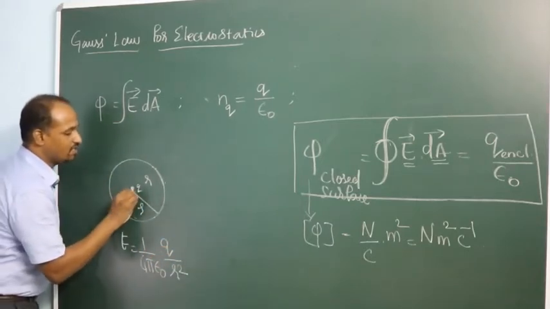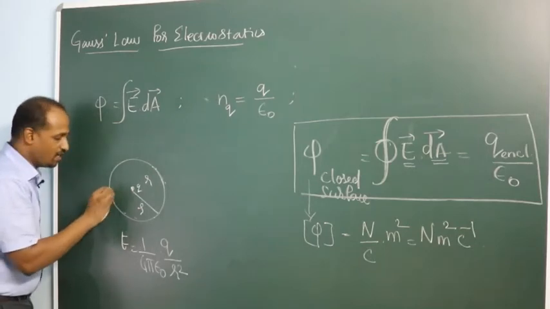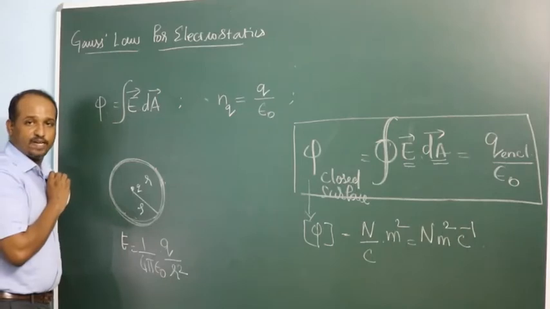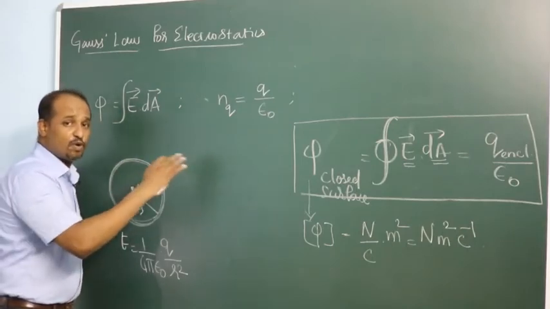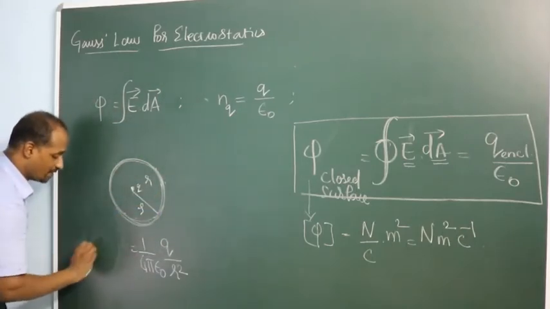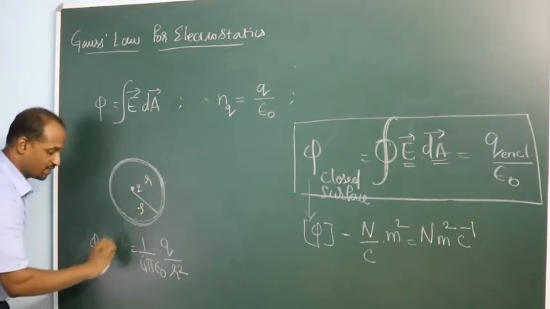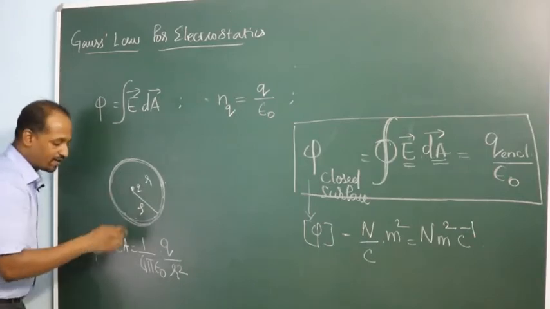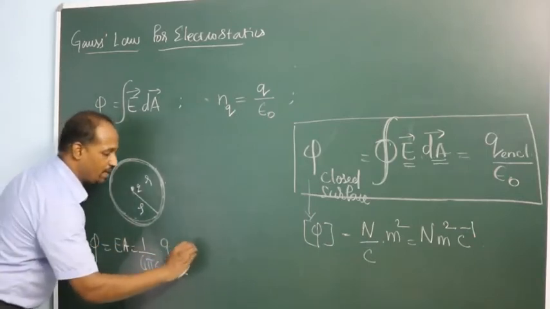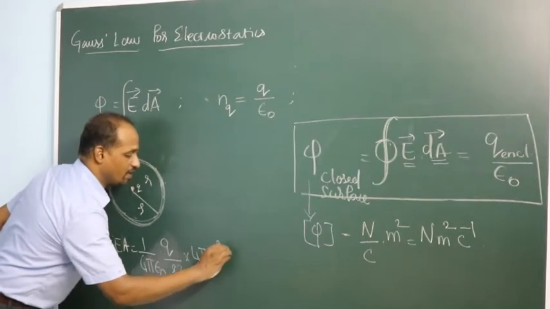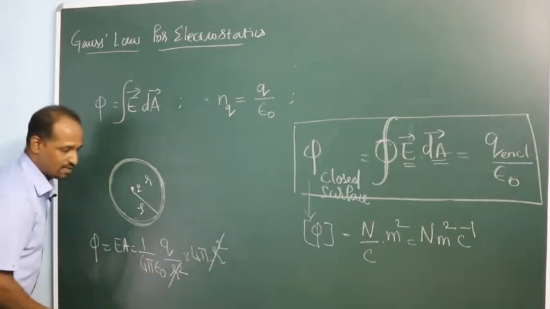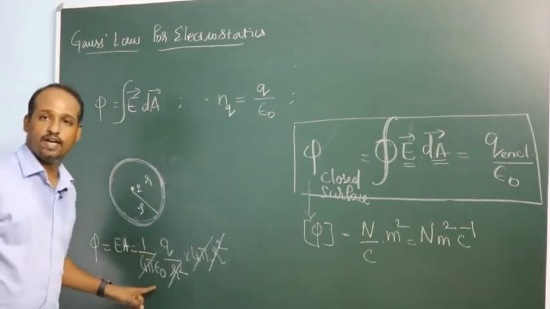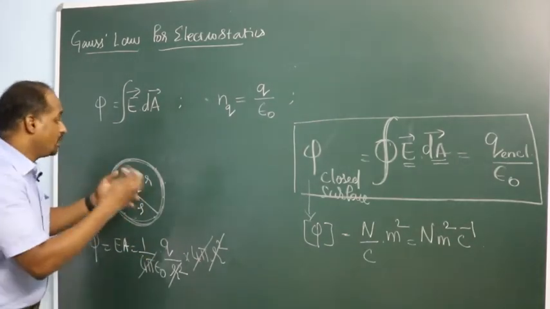Since at distance r the electric field is constant at all points, and this surface is a spherical surface, what is the area of the spherical surface? Area of a spherical surface is 4 pi r square. Then the flux through this closed surface is electric field into area. Since the electric field at all points is equal, a uniform electric field, it is simply E into A, and A is 4 pi r square. R square and r square will cancel, 4 pi and 4 pi will cancel. What you are left with is Q by epsilon naught.